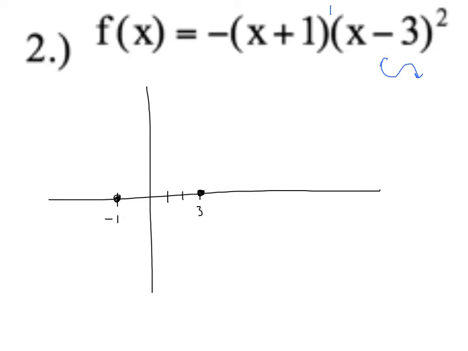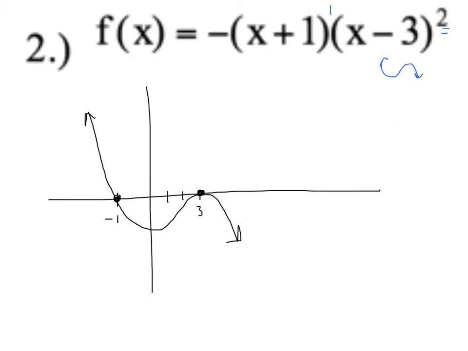We should also remember that if we have a root of multiplicity 2, or two of those linear factors, then we have a turn at that root. So we have a negative cubic, where this is a root with multiplicity 1, but then we have a turn at the x-axis here. So there's my sketch: a third-degree polynomial with a turn at the x-intercept of 3.